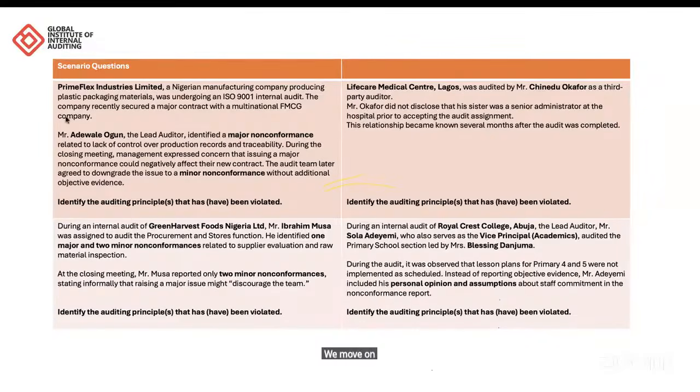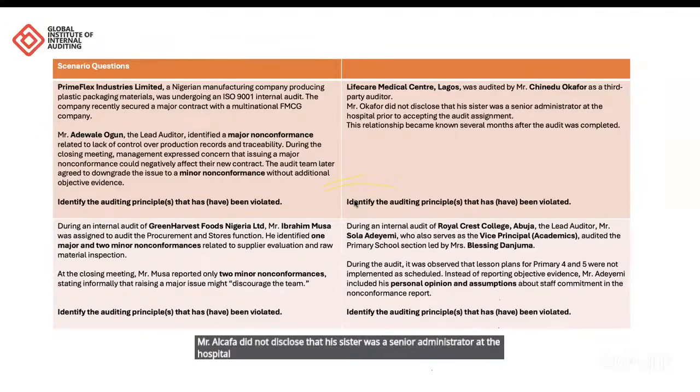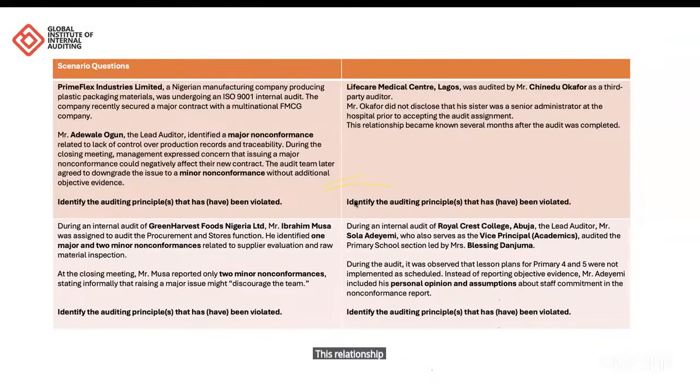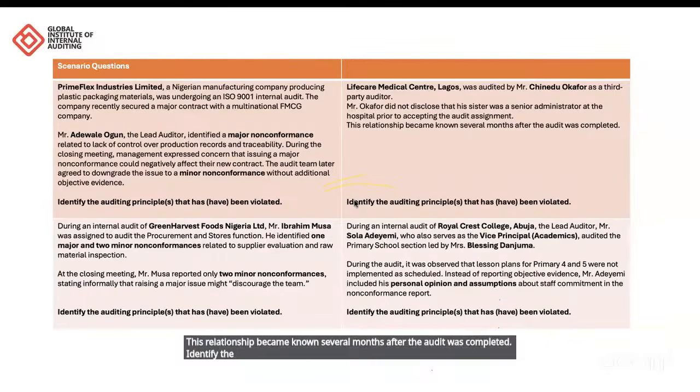Let's look at another scenario question. Life Care Medical Center was audited by Mr. Chinedu Okafor as a third-party auditor. Mr. Okafor did not disclose that his sister was a senior administrator at the hospital prior to accepting the audit assignment. This relationship became known several months after the audit was completed. Identify the audit principles that have been violated.